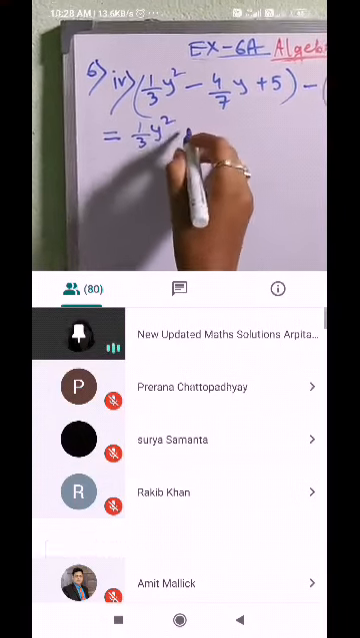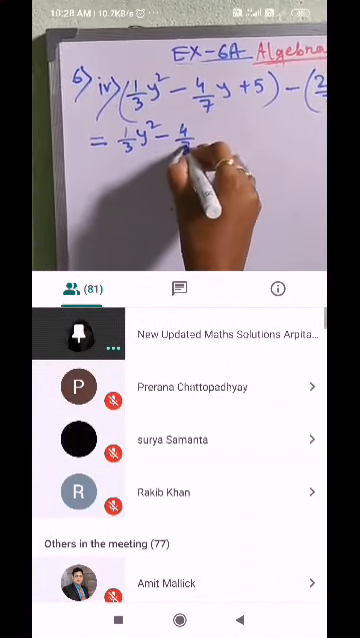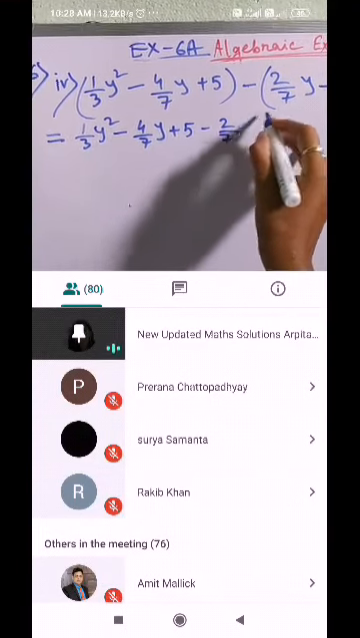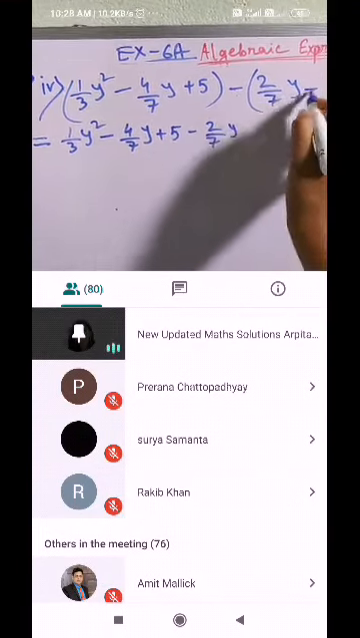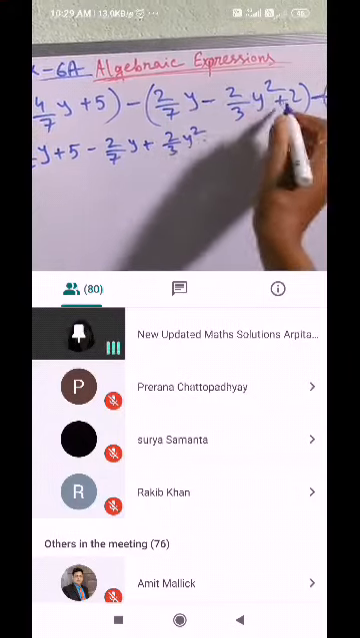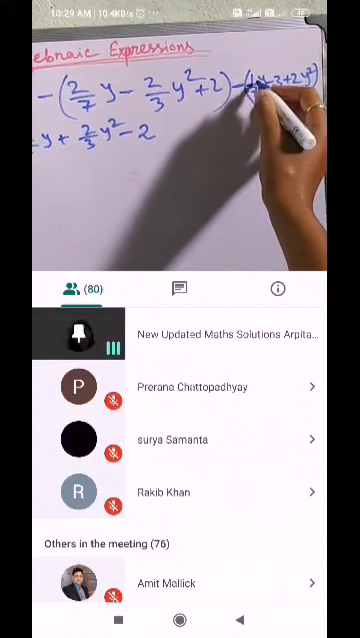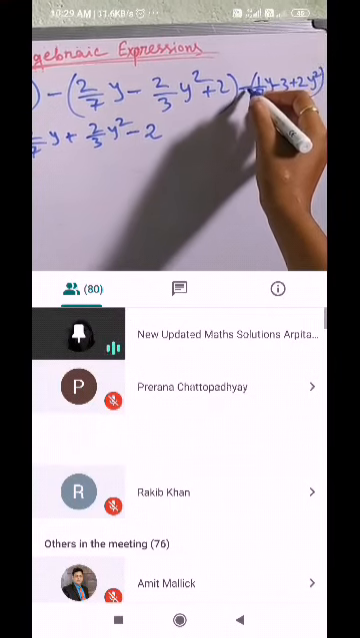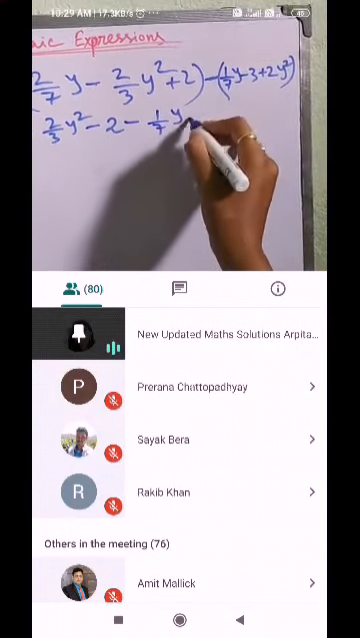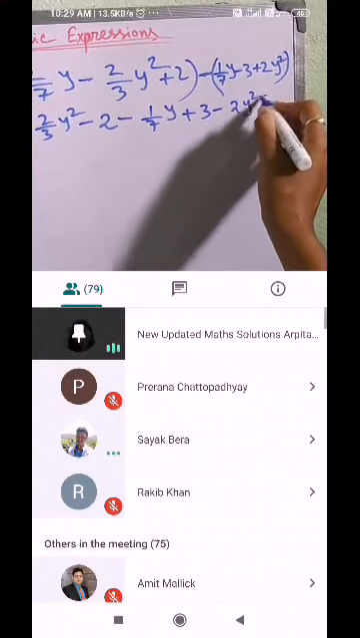1 by 3 y square. Better you write all the terms in one line. 4 by 7 into y plus 5, then minus 2 by 7 y, then minus minus plus 2 by 3 y square, then minus plus minus 2. Here is minus, nothing is given before 1 by 7, that means an addition sign is there, that's why minus plus minus 1 by 7 y, minus minus plus 3, then minus plus minus 2 y square.